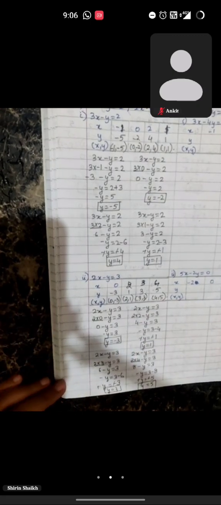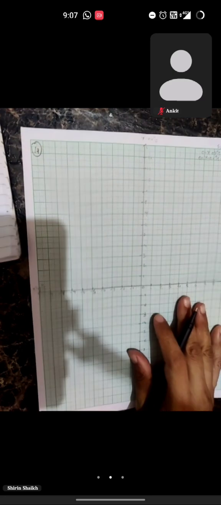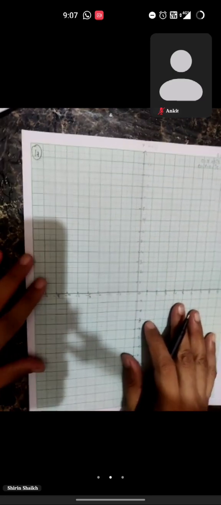So quickly take your graph paper. We have both the points ready. Are you with me? We are doing the fourth sum now. Okay, first we'll plot the points for the first one.